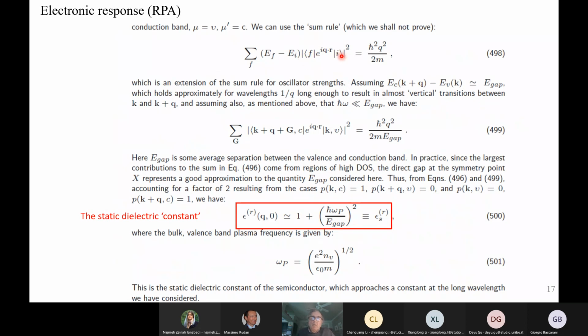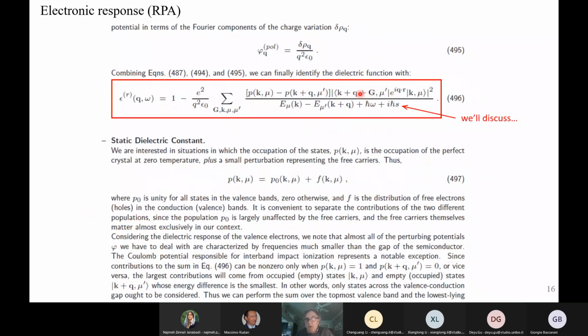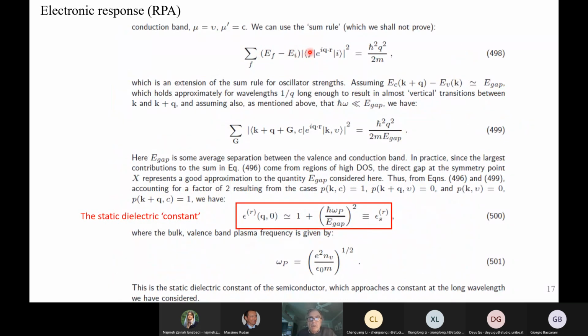One important rule, which I do not prove, is that if you take a particular state, you sum over all other possible eigenstates of the system, our plane waves, essentially our Bloch waves. And we multiply the matrix element of a plane wave, e to the iqr, between these two states by the difference in energy between the two states. And we add them all up, we take the square of these matrix elements, we get this expression, if you want, the parabolic expression. m is the free electron mass, of course. It's a famous sum rule. It's not too difficult to prove it, but let's leave it at that.